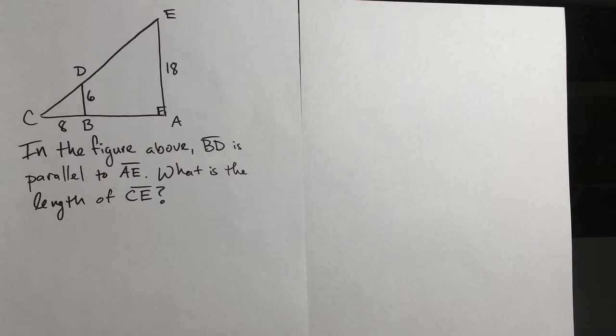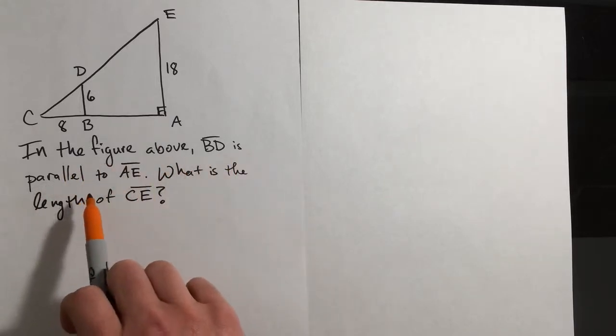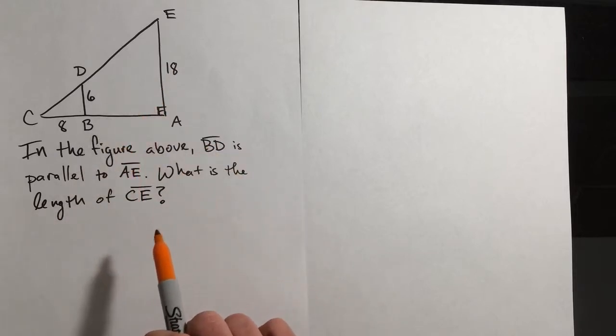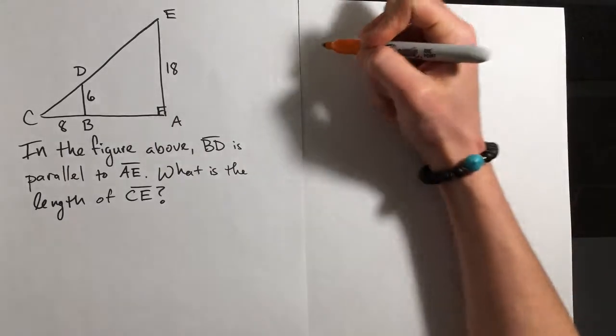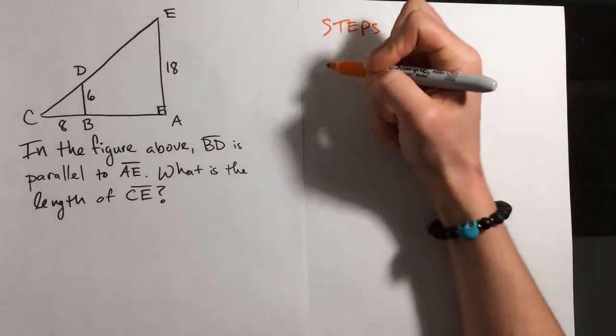Looking at here, we have a triangle, and it says in the figure above, segment BD is parallel to segment AE. What is the length of CE? Okay, so we start again with our background steps of how to take apart this next trig trick.